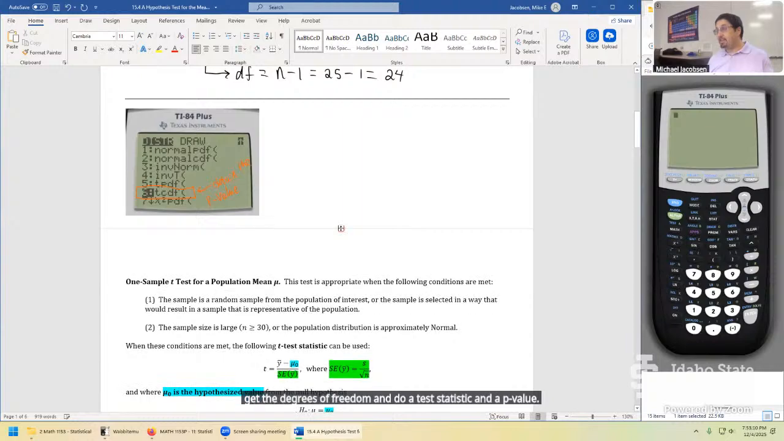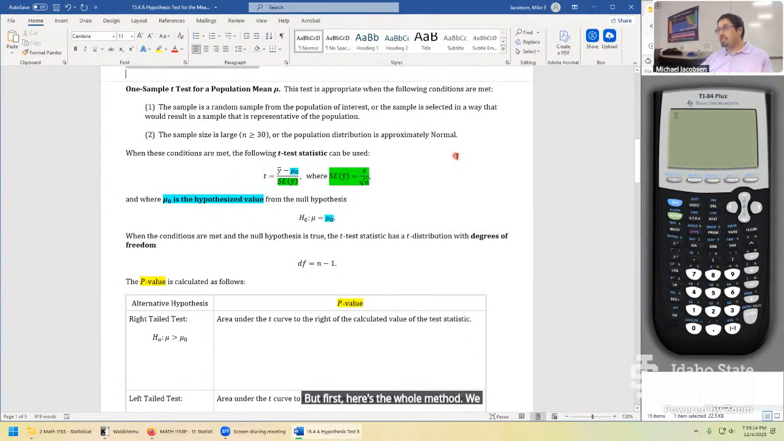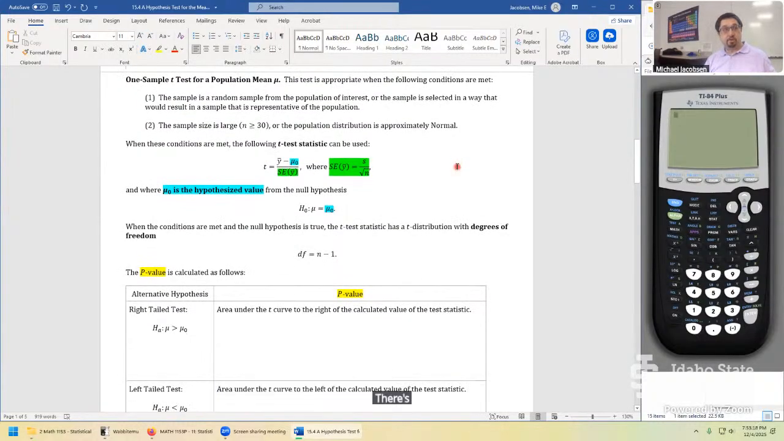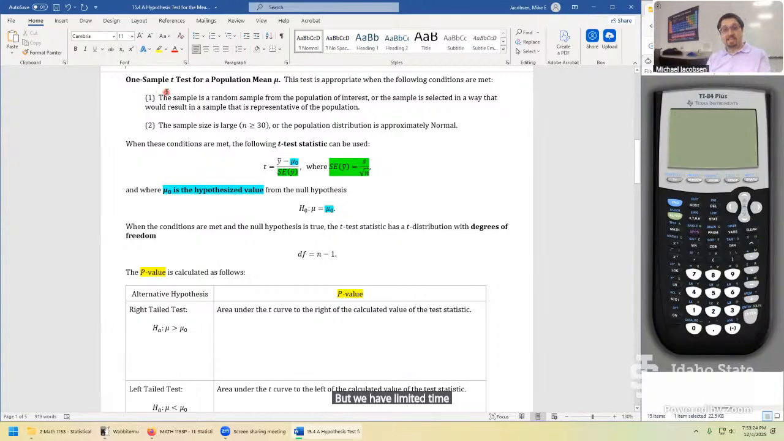But first, here's the whole method. We call this the one sample t-test for a population mean mu. There's other tests. If we have two samples we're dealing with, it could be the two sample t-test, but we have limited time, so this is a nice last topic for an introductory course.